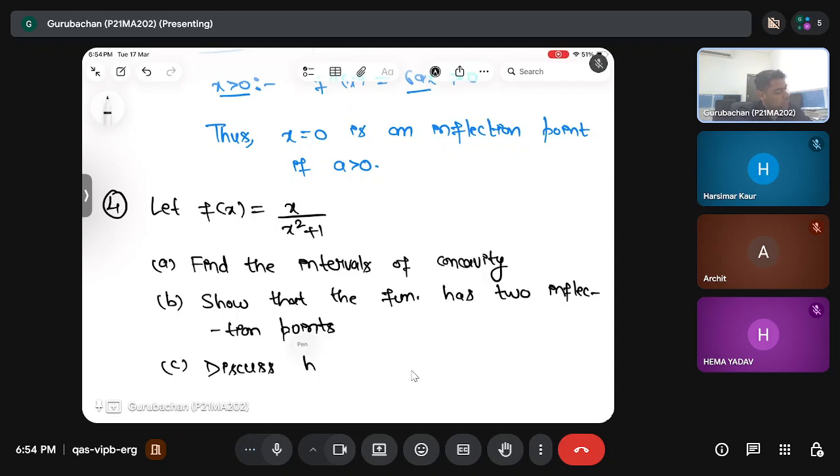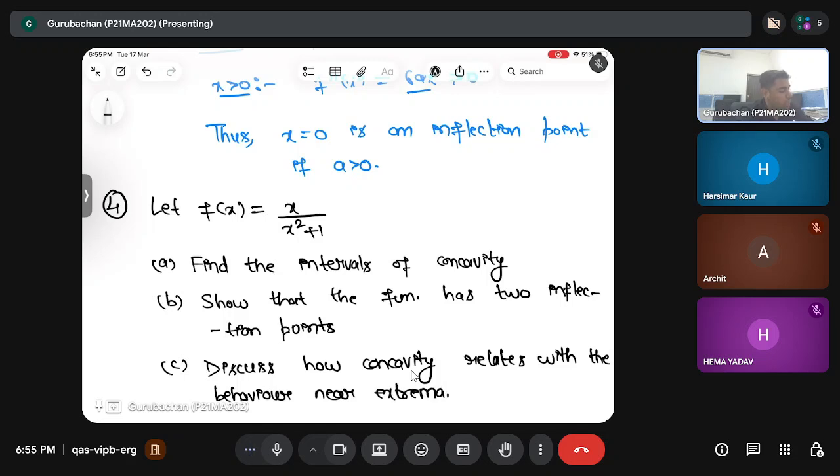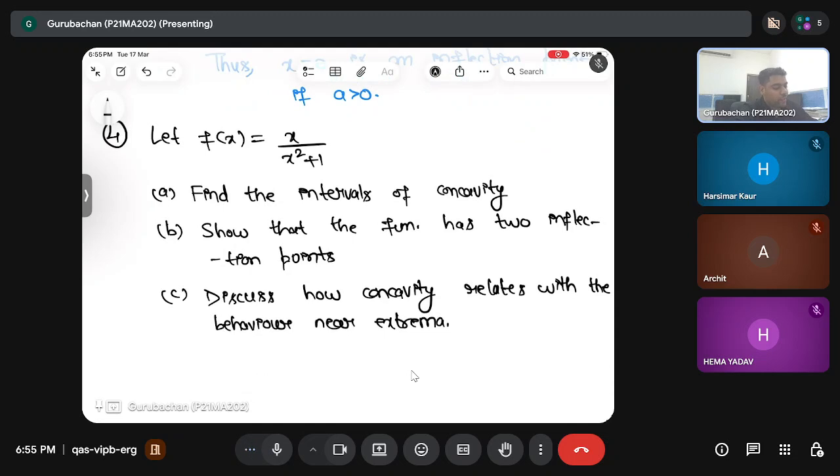how concavity relates with the behavior near an extrema point. These three things you have to find out. So first you try on your own, then we will discuss it.